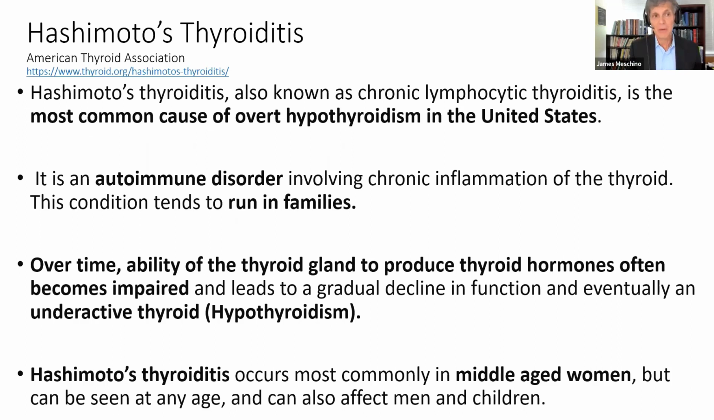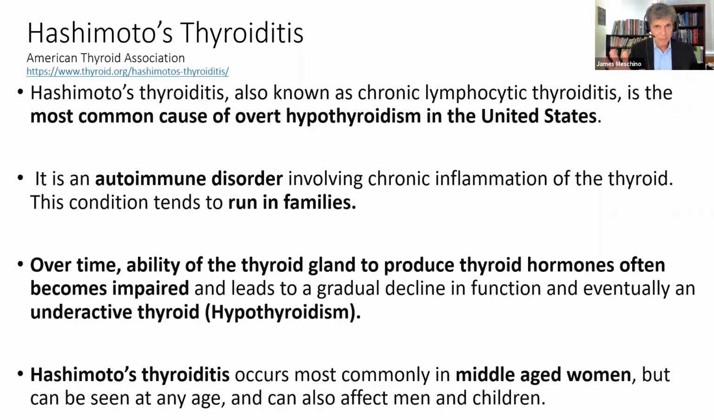So if we look at Hashimoto's thyroiditis, it's also known as chronic lymphocytic thyroiditis, the most common cause of overt hypothyroidism in the United States. It's an autoimmune disorder. It often runs in families. Over time, the ability of the thyroid gland to produce thyroid hormone often becomes impaired, and the thyroid gland becomes extremely underactive, and the person needs thyroid hormone support. It's most commonly found in middle-aged women, but can also affect men and children.